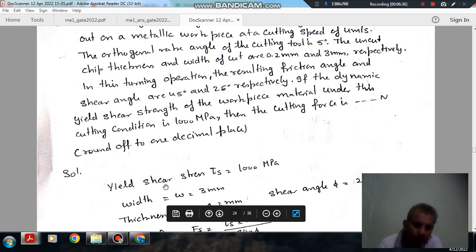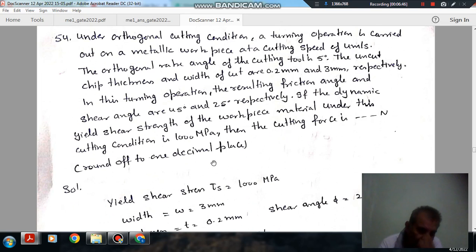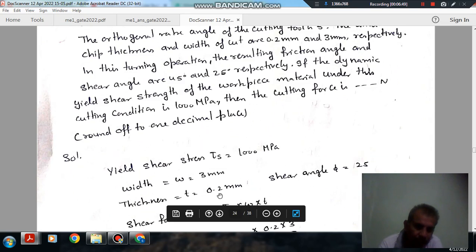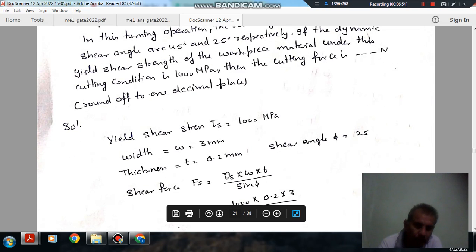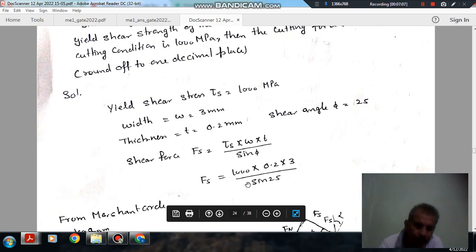Now here it is given that the shear yield stress is 1000 MPa, and width of the cut is 3 mm. Thickness of the cut is 0.2 mm. Shear angle is 25 degrees. So from the shear stress, wt and shear angle, we can have shear force, that is tau s into area. Projected area will be wt by sin phi. So Fs will be 1000 into 0.2 into 3 by sin 45.